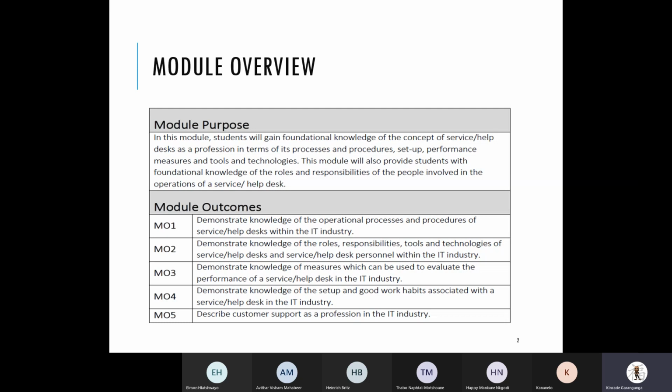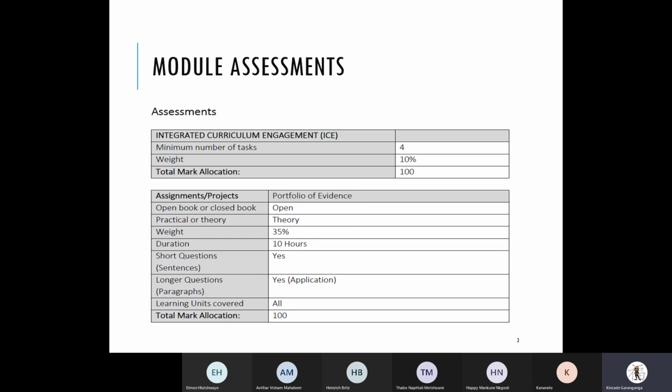Then what measures can be put in place to ensure that you're providing this service desk accordingly, and what kind of benchmarks there are to judge your performance in that industry. Then also looking at what particular habits provide for a good workplace in that environment, and lastly the whole concept of customer support as an actual profession as far as the ICT space is concerned.